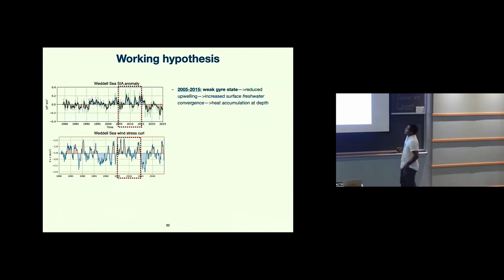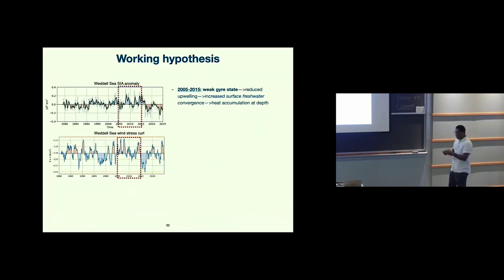Okay, so to pull all this together, this is my working hypothesis. Still sort of kicking the tires on this set of ideas. So first, during the 2005 to 2015 period, when you had the sea ice expansion, the gyre was in a relatively weak state, and so you have positive wind stress curl anomalies, which imply a weaker gyre and depressed isopycnals and depressed thermocline. That definitely reduced upwelling of heat, but also potentially increased the freshwater convergence within the gyre.